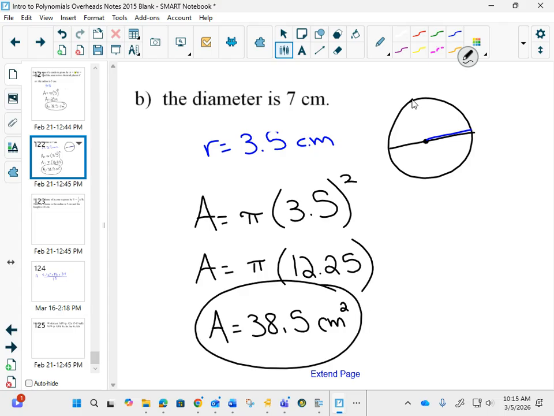And we have units, so we include our units.